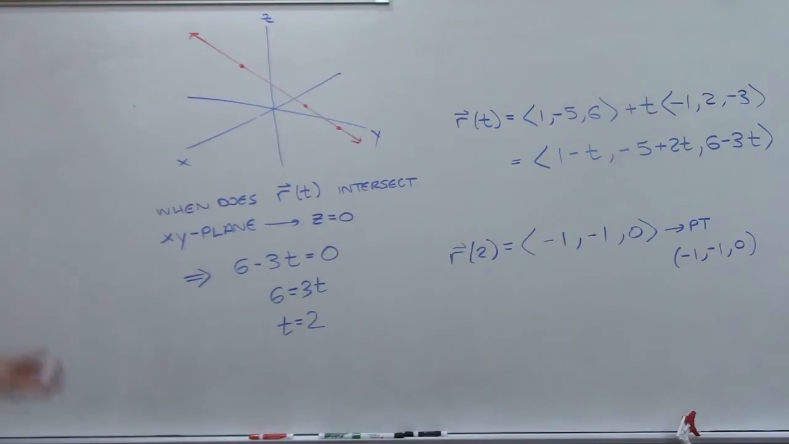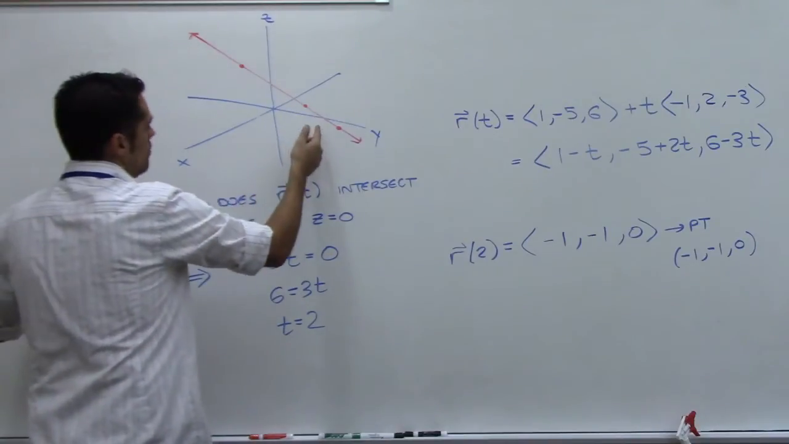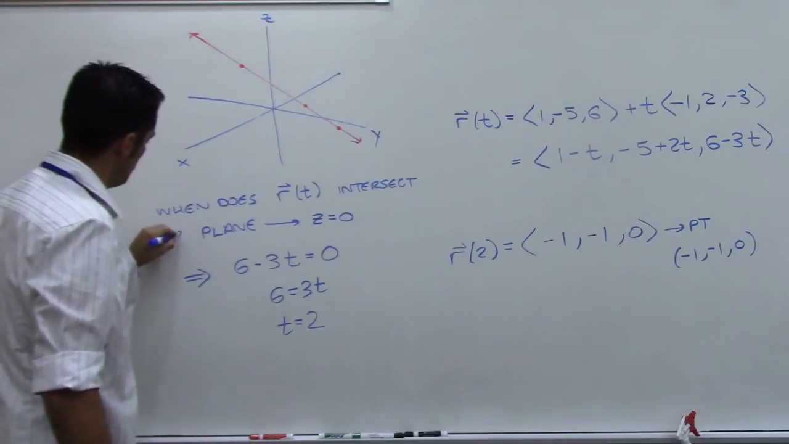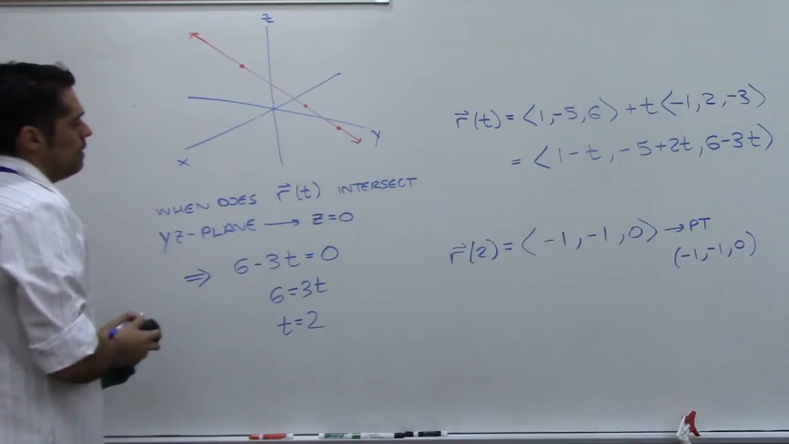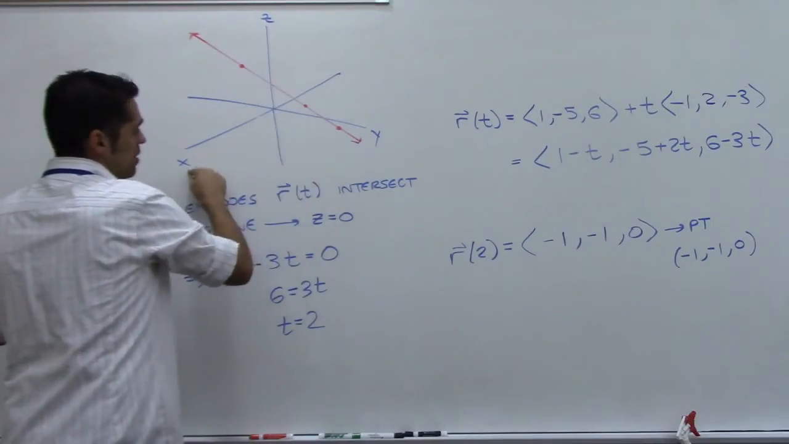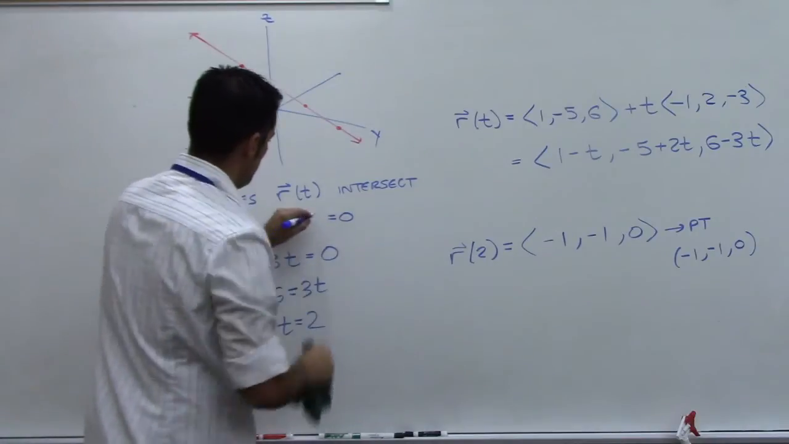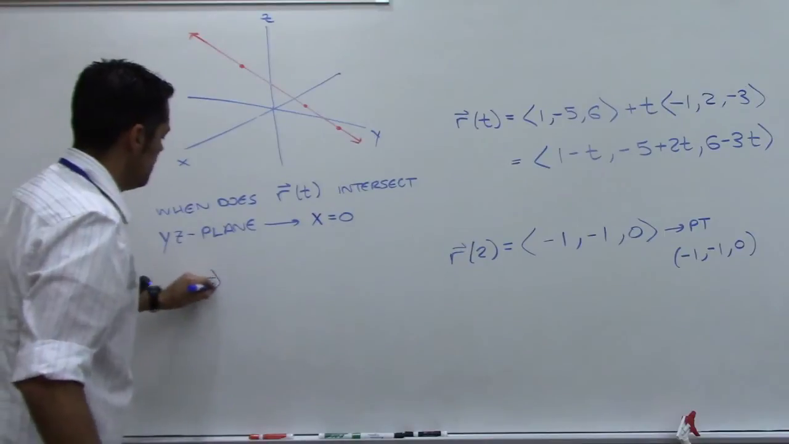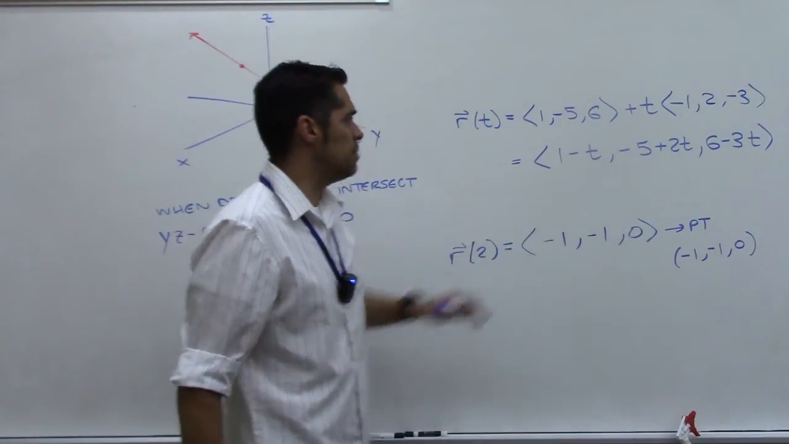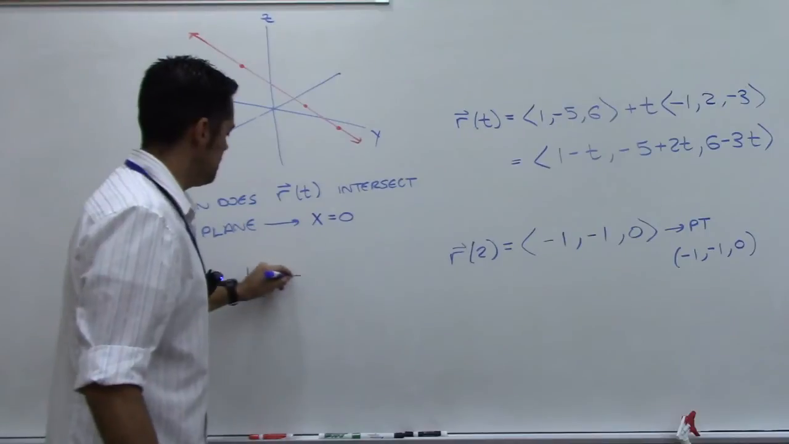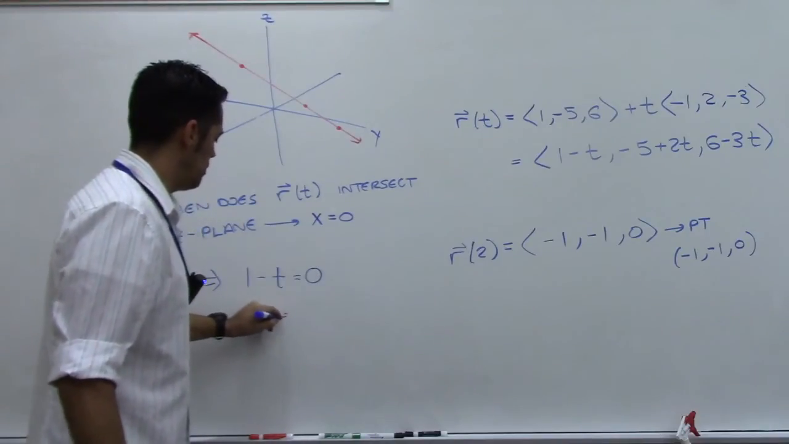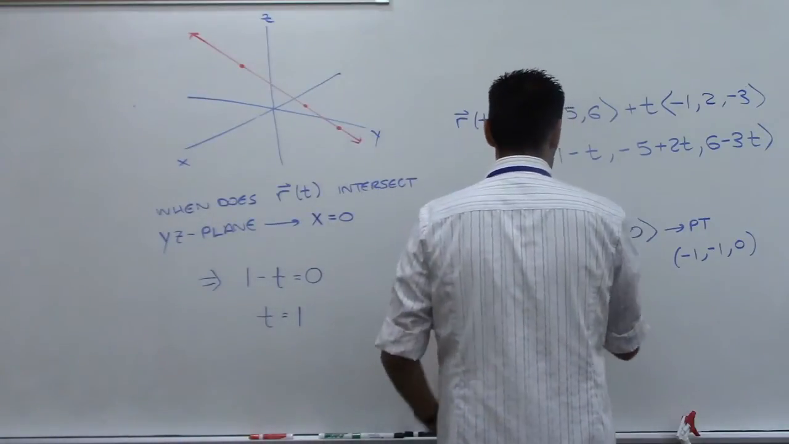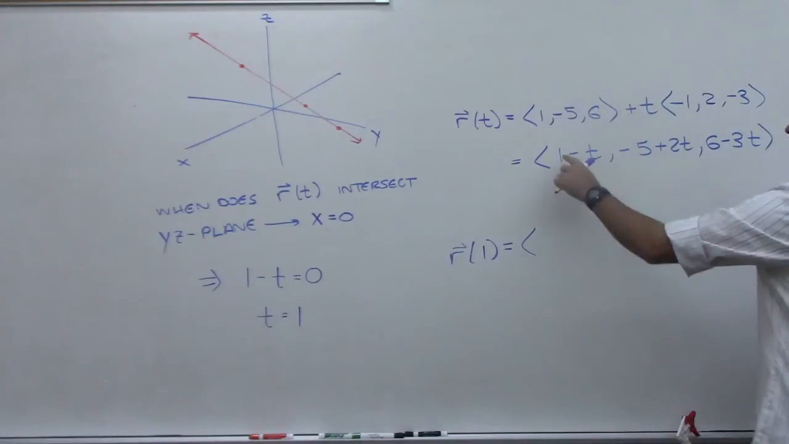Now we want to do the same thing again, but now for the yz plane. What's the restriction? If we're on the yz plane, x must be 0 this time. So if x must be 0, then the x component right here on our line must be 0. So 1 minus t must be 0, which means t must be equal to 1. So let's just plug 1 in and see where we are. When we plug in 1, we get 0.